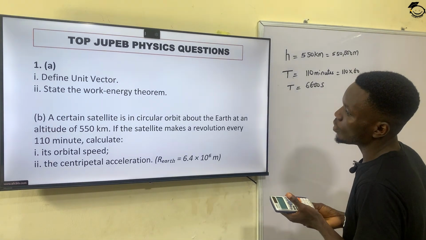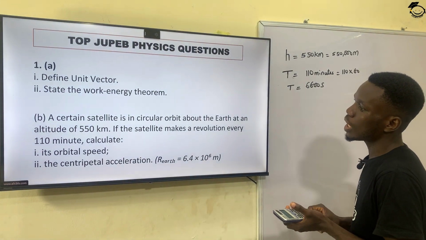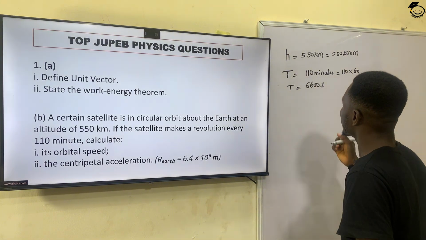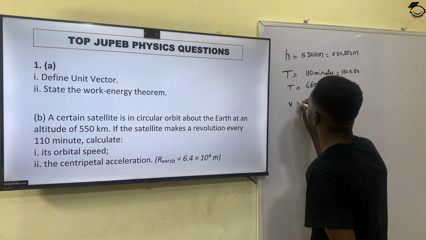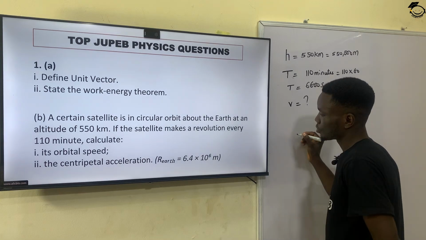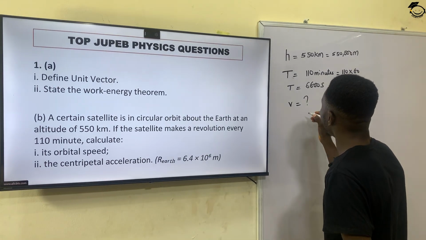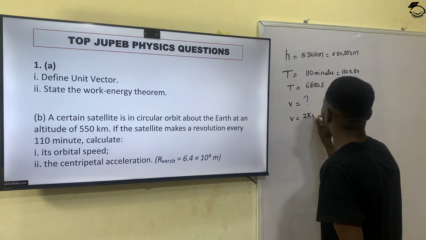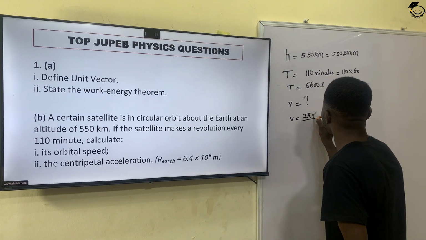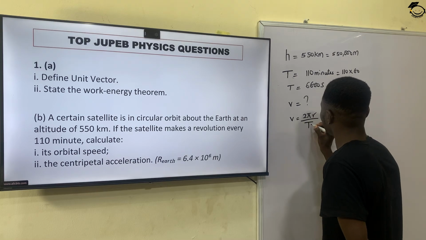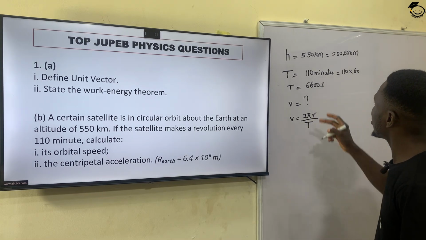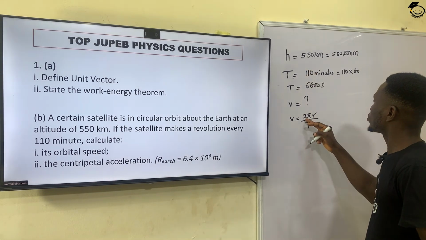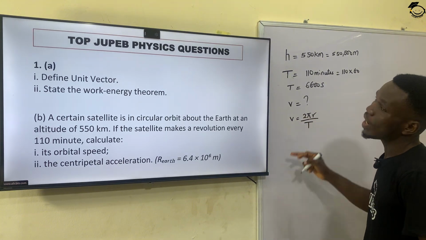Then, Roman figure 1, we have to calculate the orbital speed v. We know that our orbital speed v is equal to 2 pi r over the period. Since I already have my period, and pi is a constant, I have to find my radius.